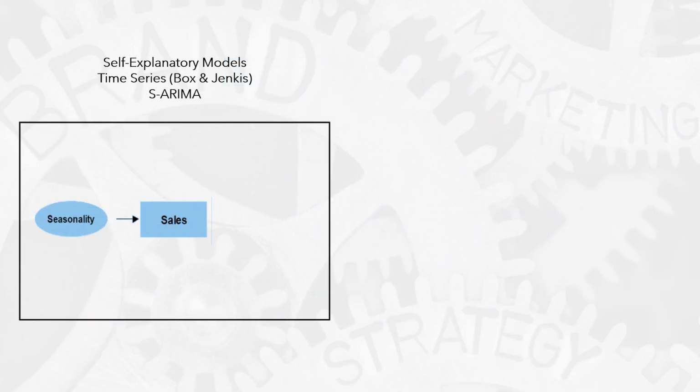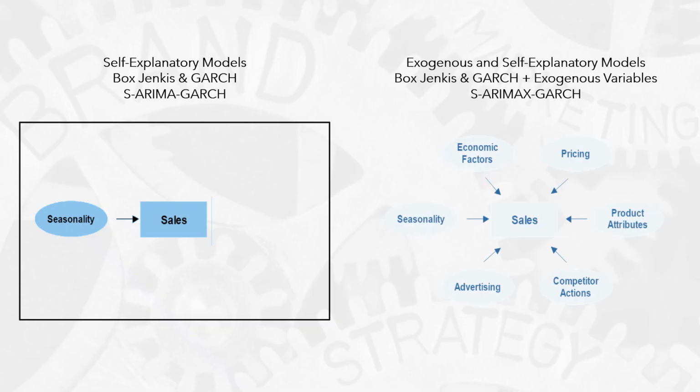The first step in structuring a demand model is to select the type of statistical model to use. The first models available were self-explanatory models based on time series of the Box and Jenkins type. The current models are exogenous models combined with self-explanatory models, based on the theories of Box and Jenkins, complemented by GARCH models, and including exogenous variables. The generalized autoregressive conditional heteroscedasticity, GARCH, model, is a statistical technique used to analyze time series data, if the variance of the error term, or the difference between the actual and predicted values, is serially autocorrelated.